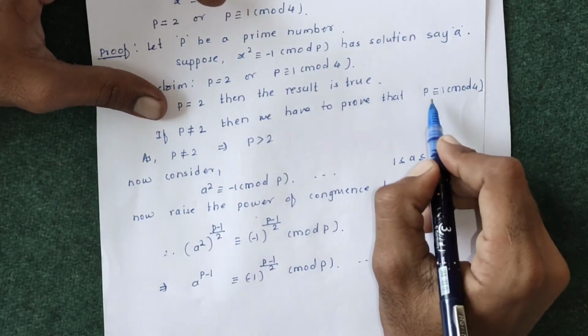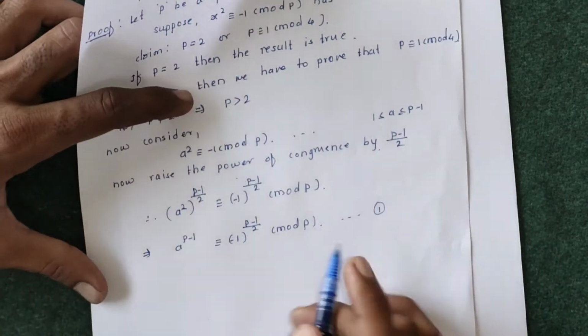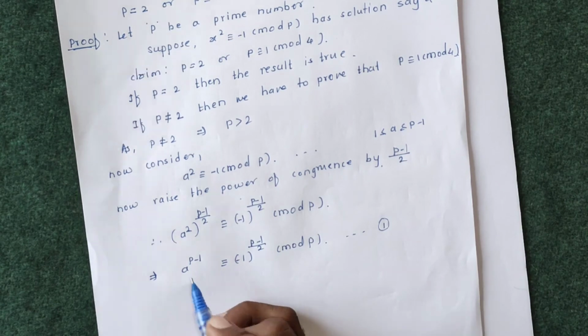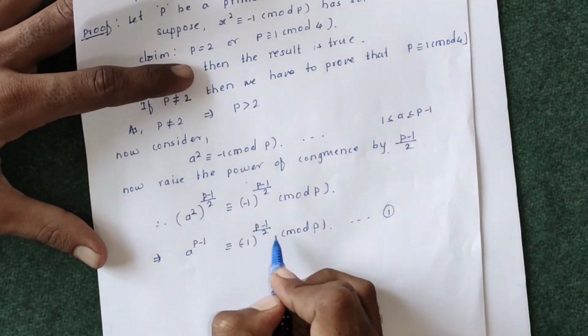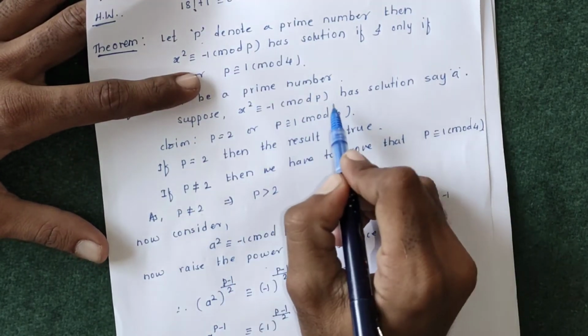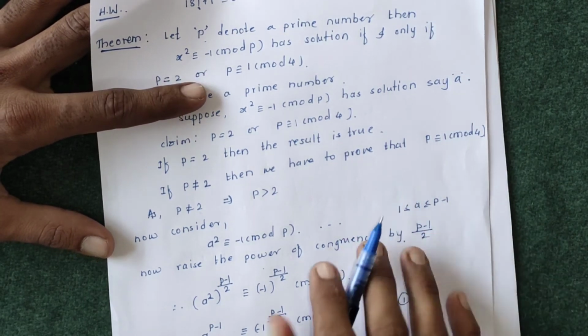We are going to prove that p is congruent to 1 mod 4. So till this step we get a to the power p minus 1 is congruent to minus 1 raised to p minus 1 by 2 under modulo p, since x square is congruent to minus 1 mod p has solution a, and this a varies from 1 to p minus 1.